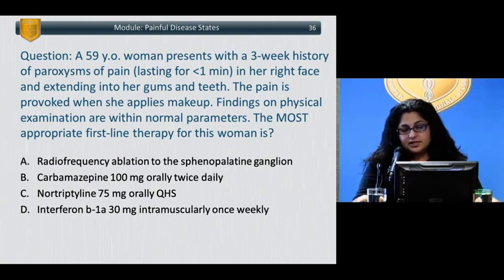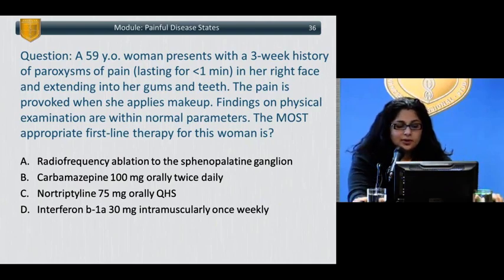A 59-year-old female presents with a 3-week history of paroxysmal pain that lasts less than 1 minute in her right face and extends into her gums and teeth. The pain is provoked when she applies makeup. On physical exam, she looks within normal. What is the most appropriate first-line therapy for this female?